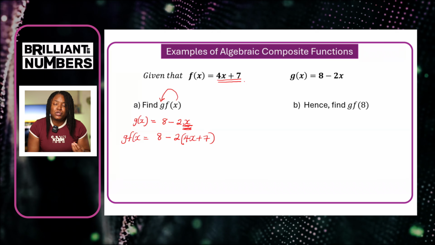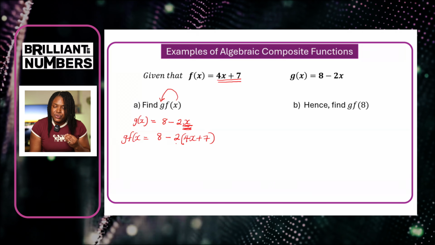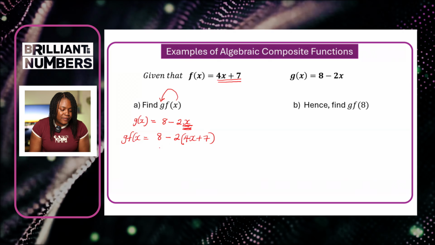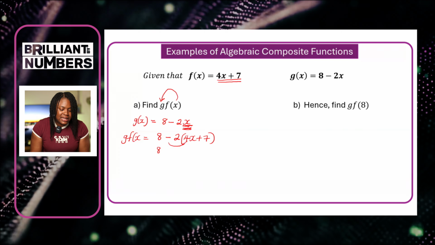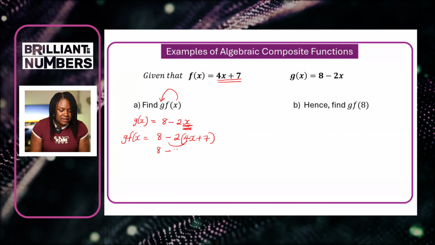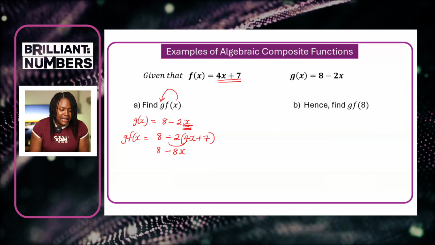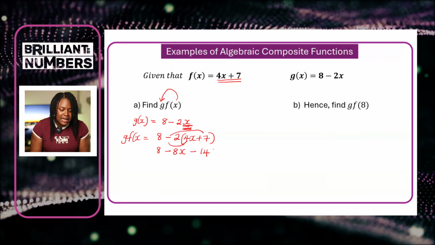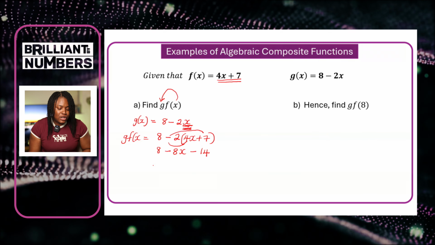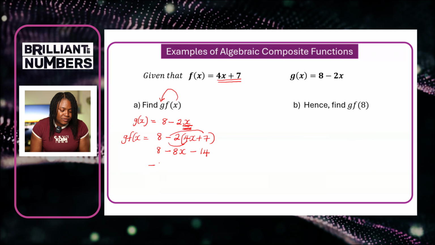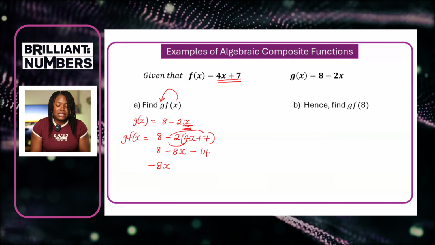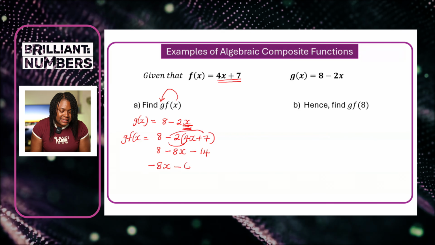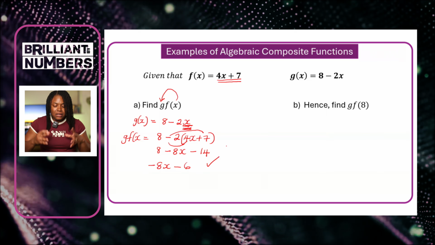Now in step 2, we talked about simplifying. So what we need to do here is use the minus 2 to expand the bracket. I've got 8, minus 2 times 4x is minus 8x, and minus 2 times 7 is minus 14. Now I need to simplify. I'm going to keep my variable first, so that's minus 8x. Now I need to do 8 minus 14, which is minus 6. And that is my final answer.